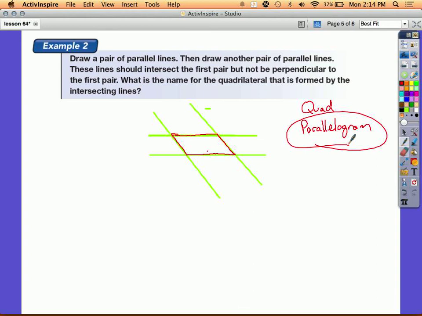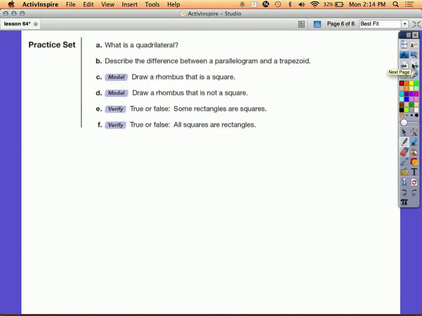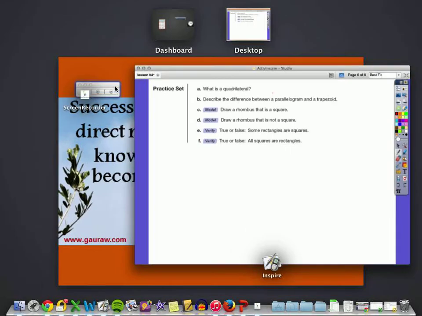Now, if you drew this, you might be able to get it so it ends up with all 4 sides the same. This would be a rhombus. If you drew yours more where all sides are the same, it would be a rhombus. So go ahead, do the practice set, answer the questions. This should be quick and easy. Remember, if you need to, use your book to help you with the different quadrilaterals. If you have any questions, make sure you bring them to class and ask.